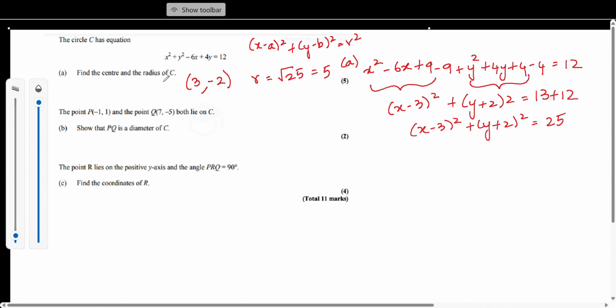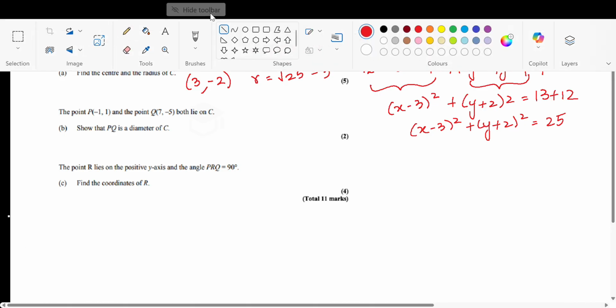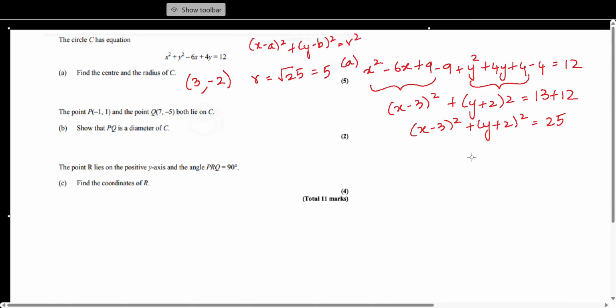This is part A. Now part B says 2 points P (minus 1, 1) and Q (7, minus 5) lie on the circle C. We have to prove that PQ is the diameter. A sketch is not necessary, but always drawing the sketch makes things crystal clear for us.